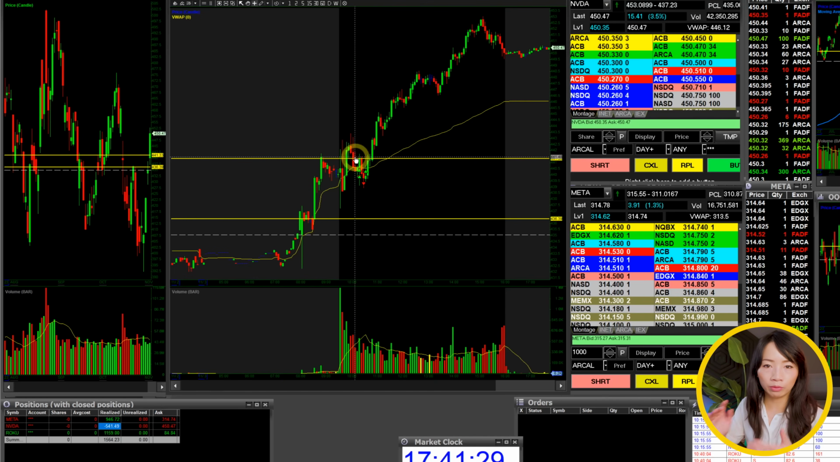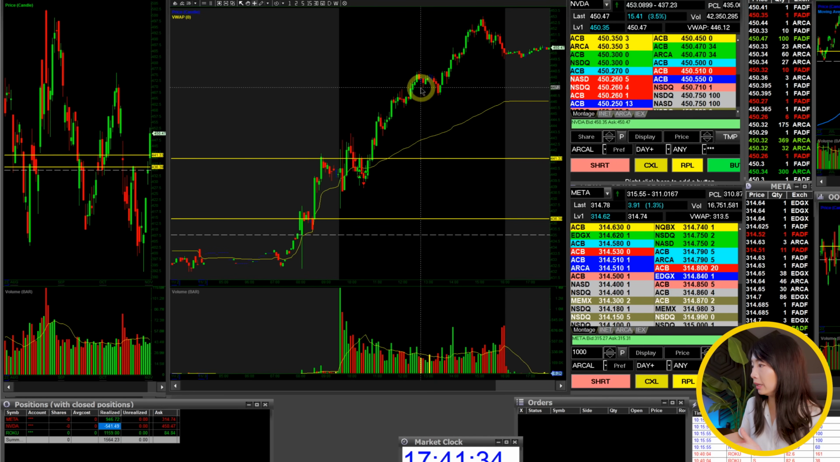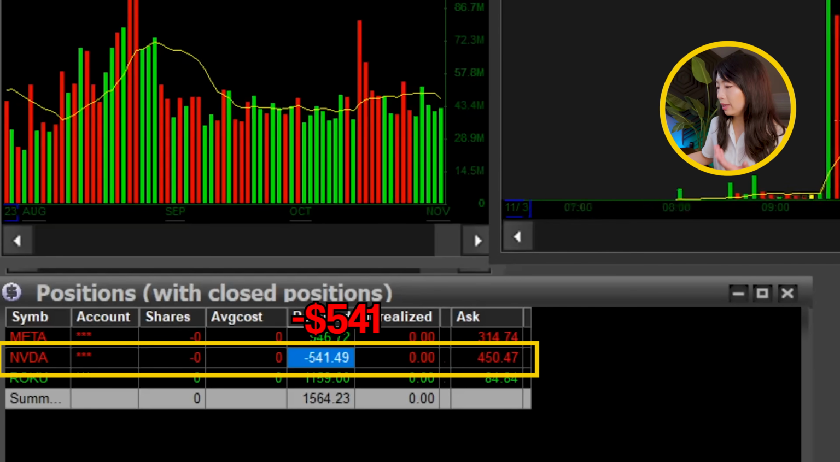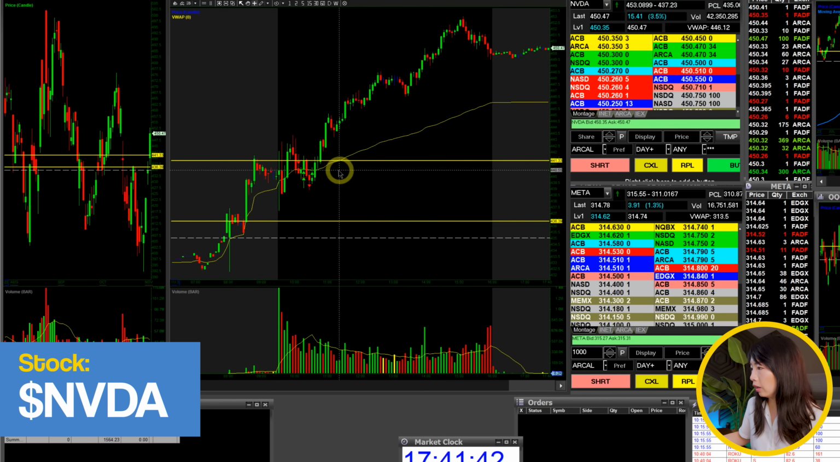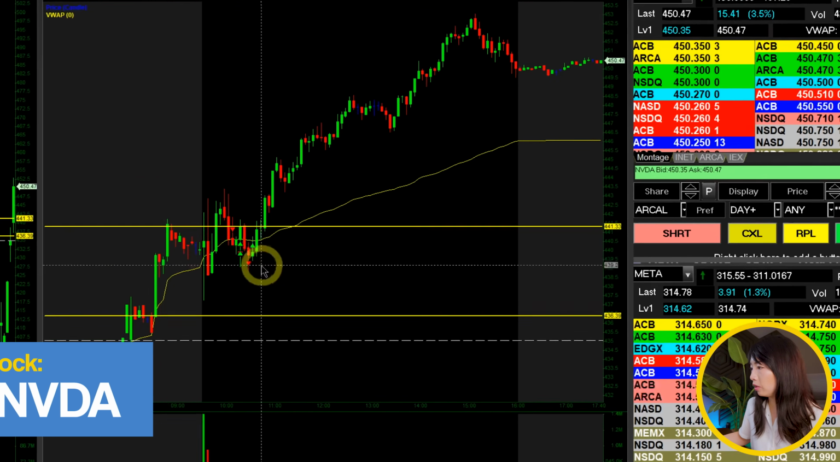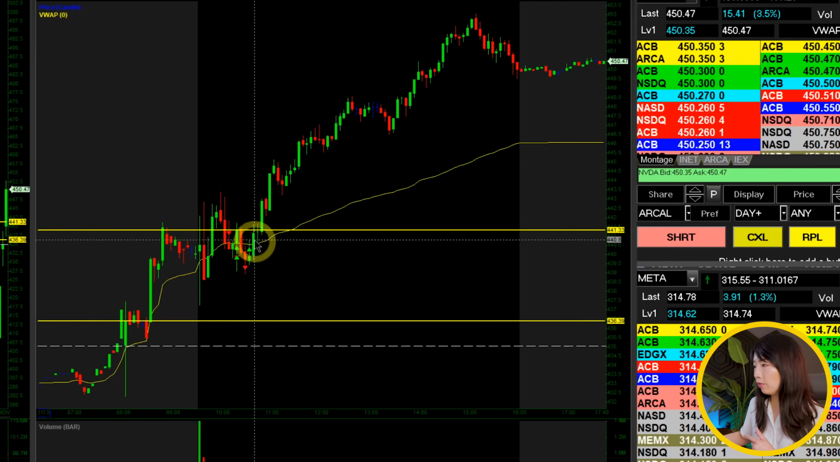NVIDIA, as you recall from the recording, I did revisit to trade it one more time and I lost money on that. So overall, net negative $540 loss on NVIDIA. You can see I was still trading around the key level thinking that we're going to break down VWAP here. Didn't work, covered it right away.